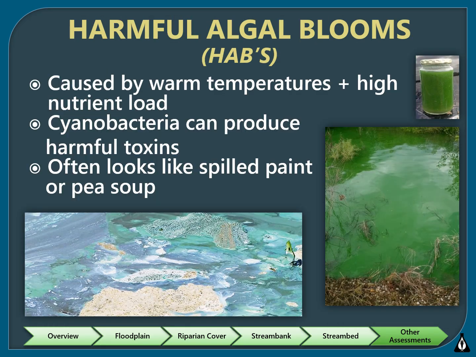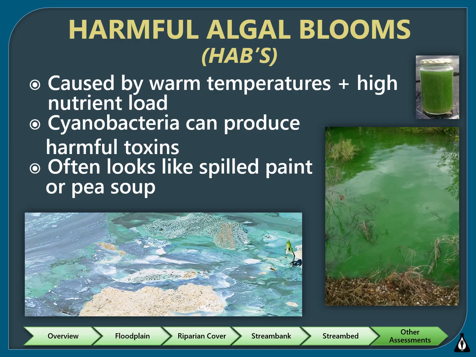Harmful algal blooms, or HABs, are becoming more prevalent, and we encourage volunteers to report them. They are usually caused by warm temperatures combined with a high nutrient load in a water body, and are formed by blue-green algae, or cyanobacteria, which can produce cyanotoxins. These toxins can cause illness and death in humans and animals.